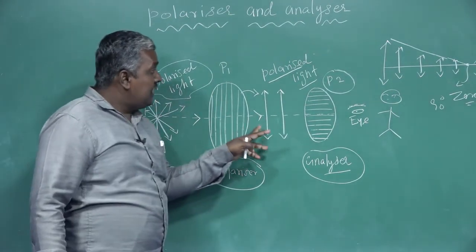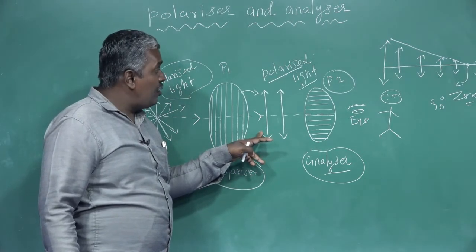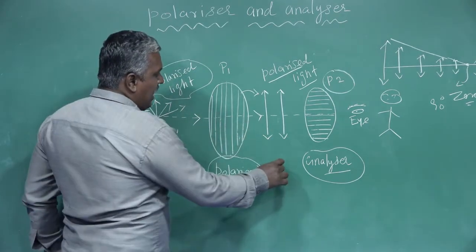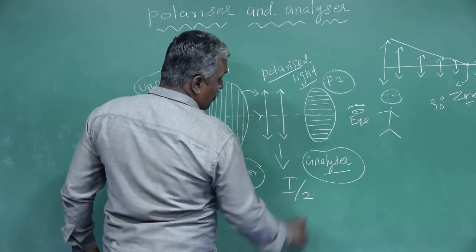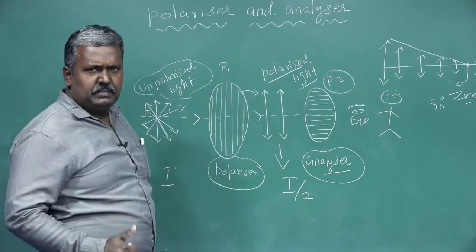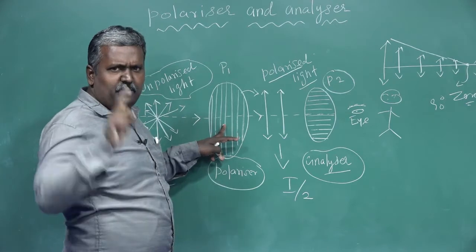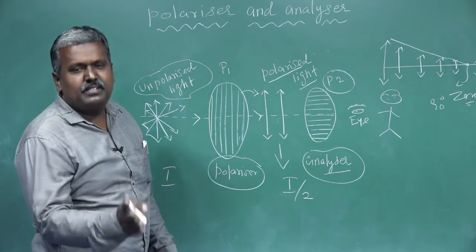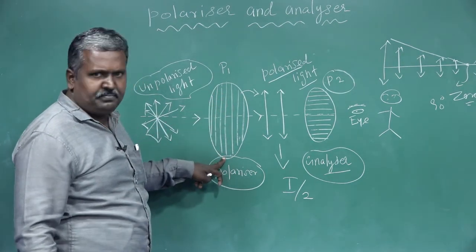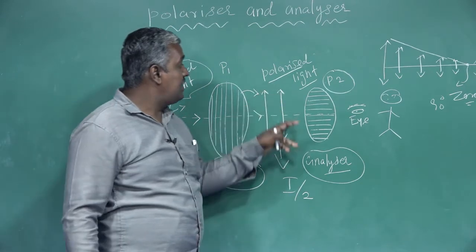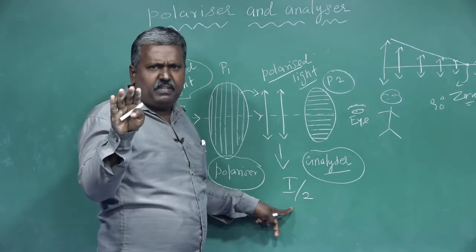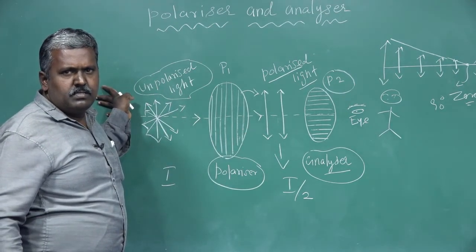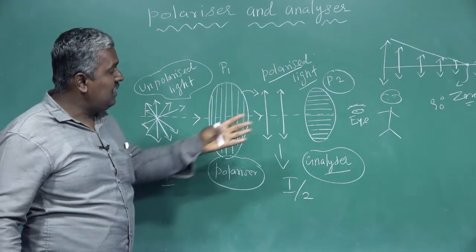The intensity of the light coming out from the polarizer P1 will be I by 2. What happens when unpolarized light passes through the polarizer P1? One half of the intensity is restricted by polarizer P1. So the intensity of the polarized light coming out from P1 will always be half of the intensity of the unpolarized light. Clear? You are clear about a polarizer and analyzer.